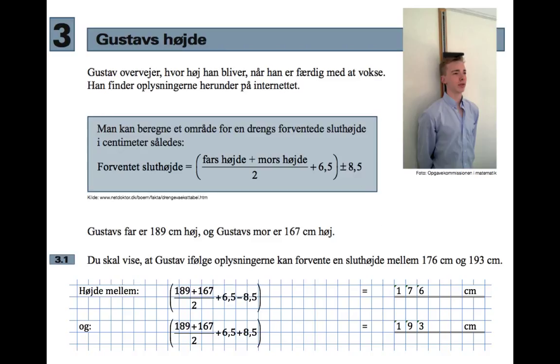So the plus and the minus is giving you the upper and lower boundaries of what you could expect his height to be. And in this question, you'll get all of the marks for putting the numbers in the right place. You won't get any marks just for the answers because you've already been given the answers.